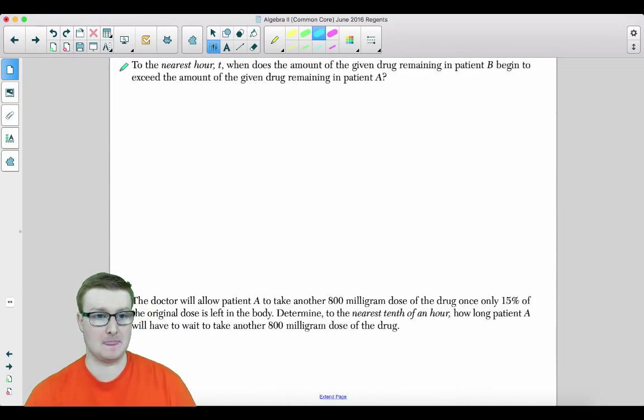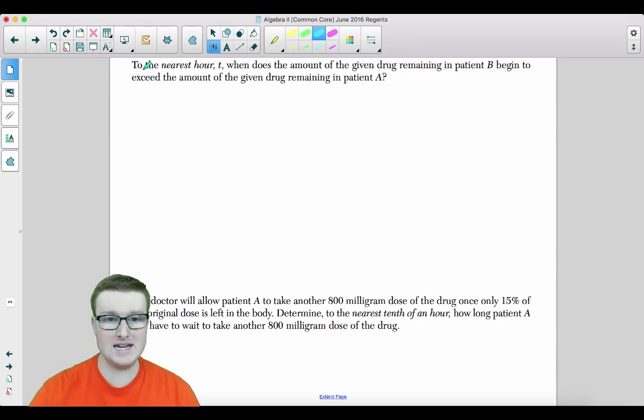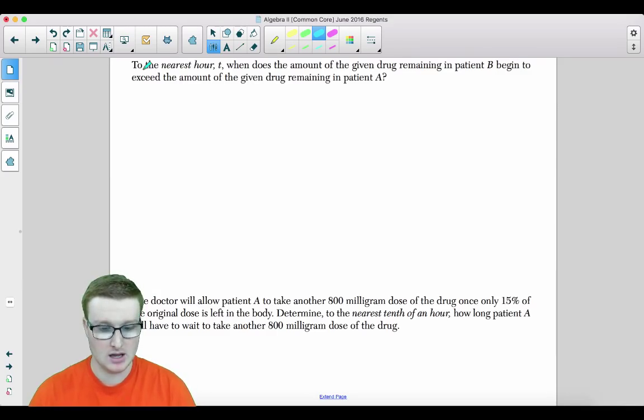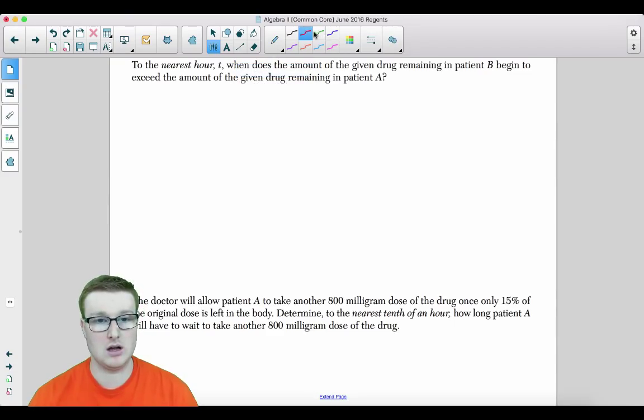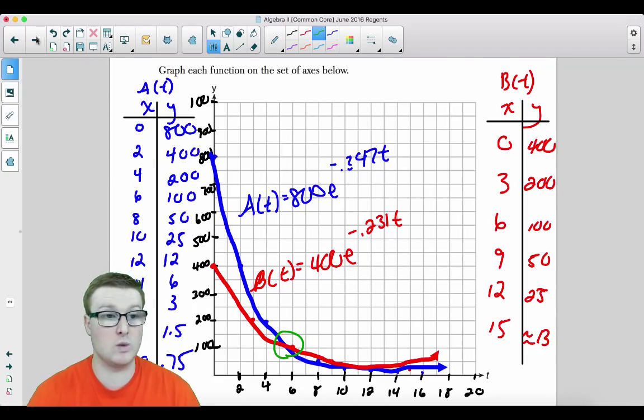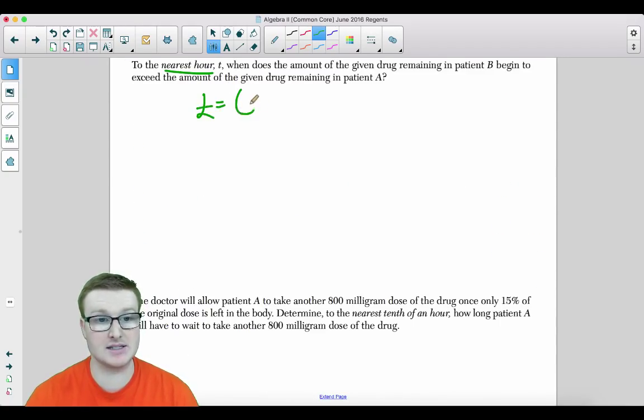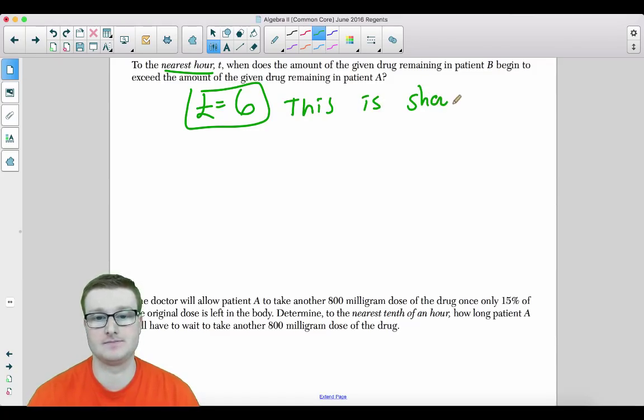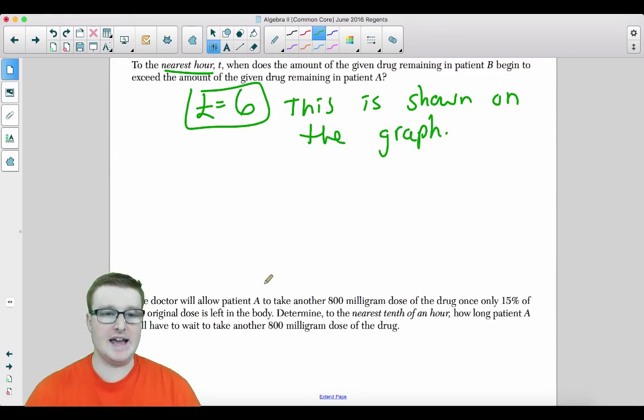Now, here we go. To the nearest hour, when does the amount of the given drug remaining in patient B begin to exceed the amount of the given drug remaining in patient A? So, they don't need you to solve this. They don't need you to do any algebra. They want you to see here, when do they cross? They cross when t equals 6, the 6th hour. And you could even say this is shown on the graph.